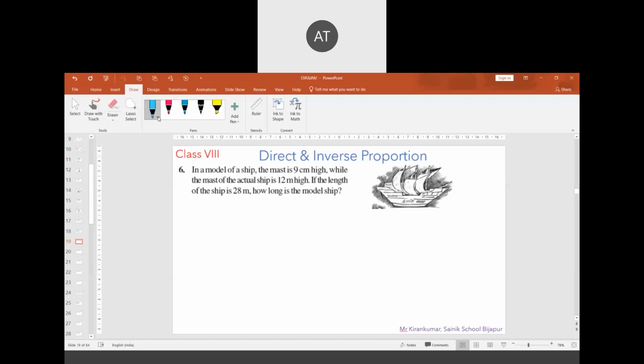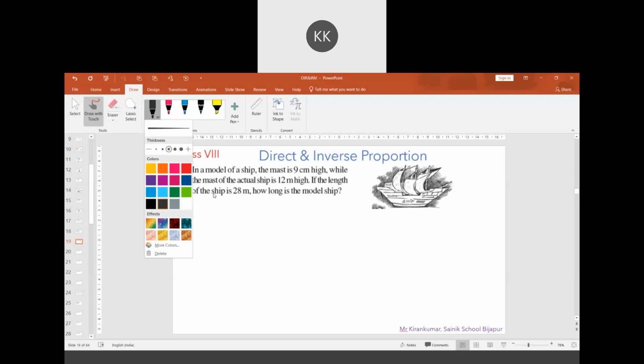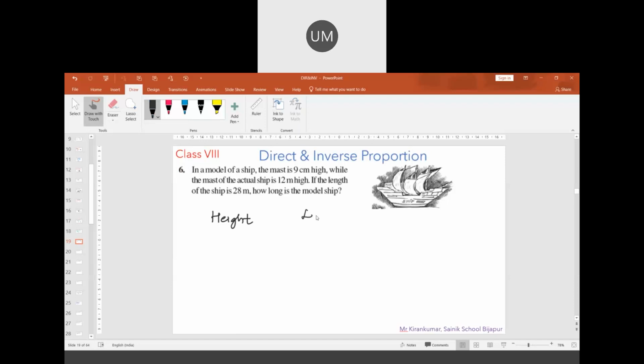It's easy. 28 into 9 divided by 12. First thing is the height and the length, isn't it? Here, if the height is 9 centimeter, the length of the ship is 28 meter for 12 meter. If it is x centimeter, then x is equal to 9 by 12 times 28.